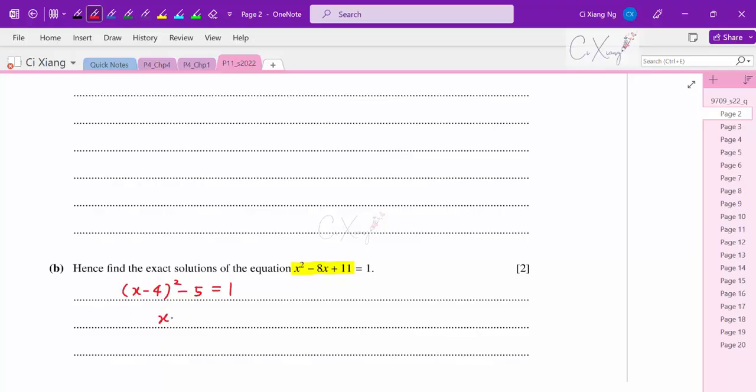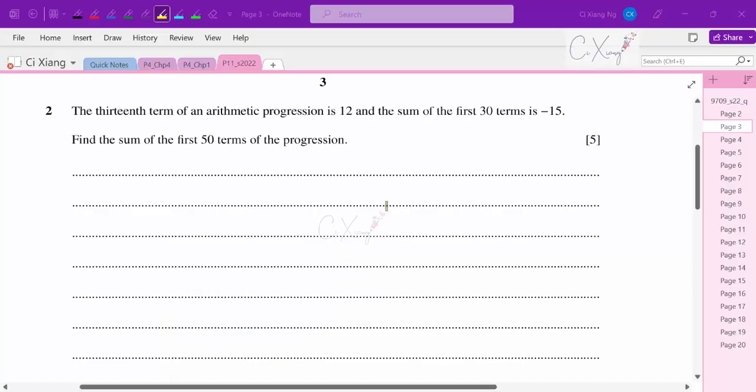Right, so I move the 5 over, I will have a 6. And I bring the square over to become the square root, so I will have plus and minus square root 6. Next step, I will bring the -4 over to become a plus. Therefore, you can see that there are two values of x. The first one will be 4 plus square root 6, and the other value for x will be 4 minus square root 6. Okay, so let's continue with question number 2.